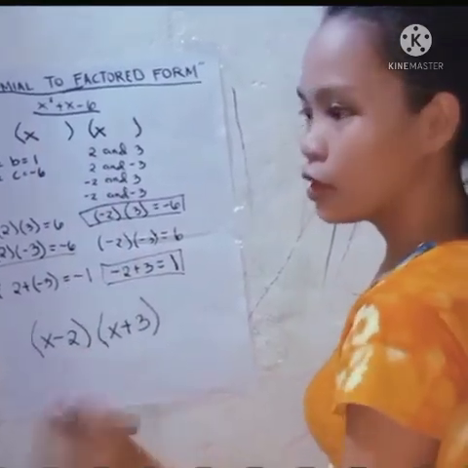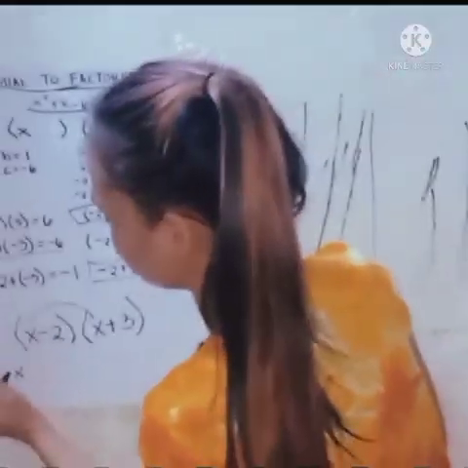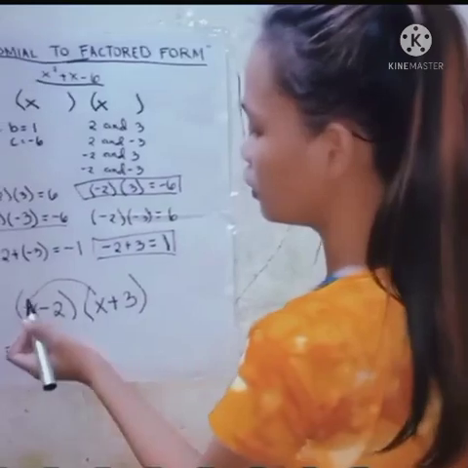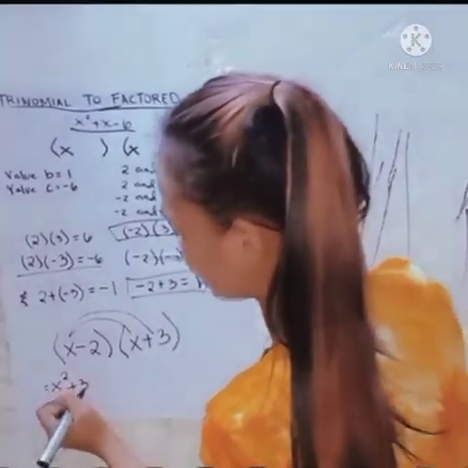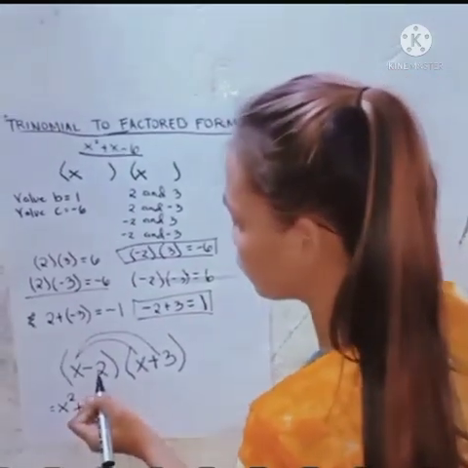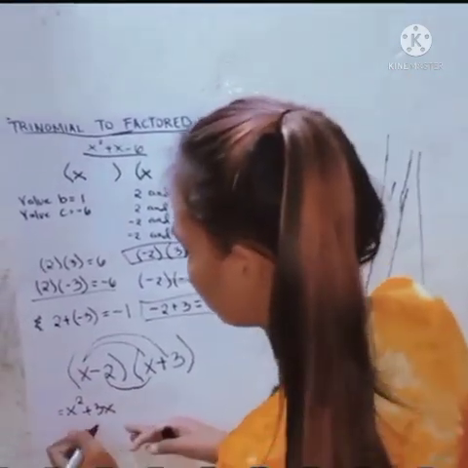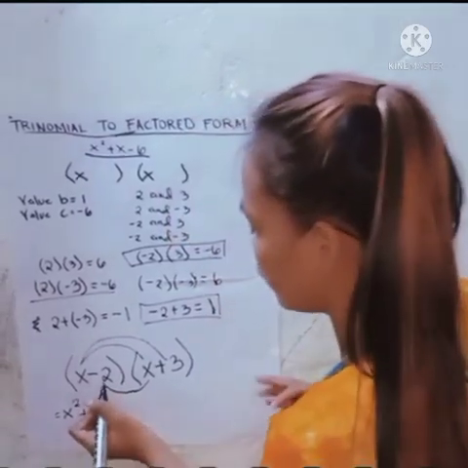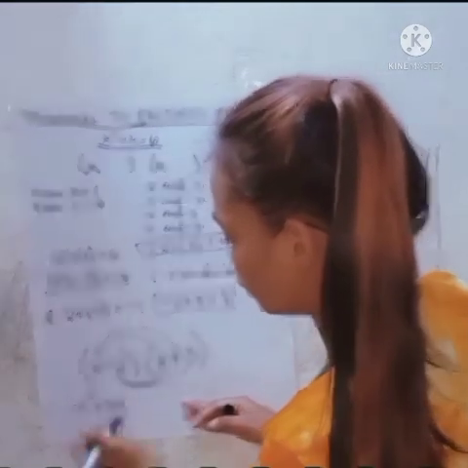Now let's check if it is correct. x times x equals x squared. x times 3 equals positive 3x. Negative 2 times x is equal to negative 2x. Negative 2 times 3 is equal to negative 6.